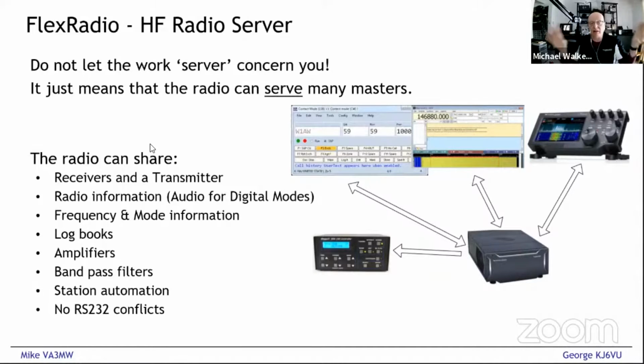Now we have all these main receivers that can see the entire HF spectrum at the same time, like a web page. Like if multiple people are looking at different pages on a web page, well, now we can do it with the HF radio spectrum. And we don't have this problem with RS-232 conflicts.